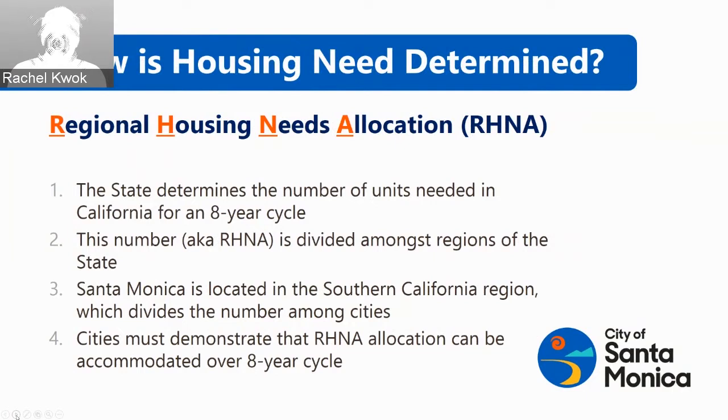As Jing mentioned before, we're located in the Southern California region, the SCAG region. SCAG, who's the Metropolitan Planning Organization, has taken this RHNA number and divided it amongst the cities. And these cities must demonstrate that the RHNA allocation can be accommodated over the next 8-year cycle. When we say accommodated, it doesn't necessarily mean that we have to build it, but we must show in our housing element that we have the plans and policies and the programs in place to accommodate this many units.